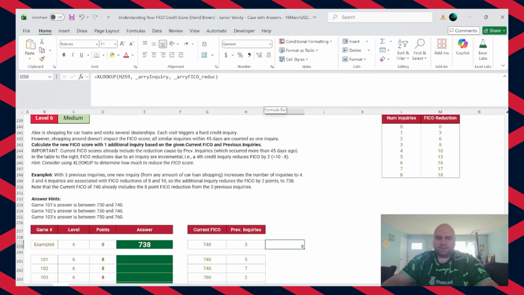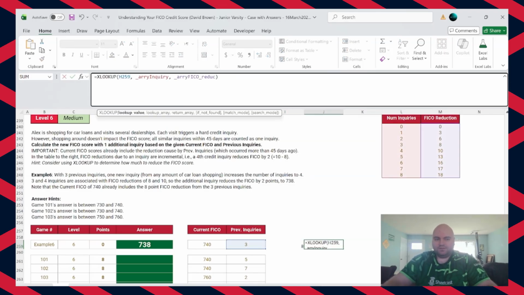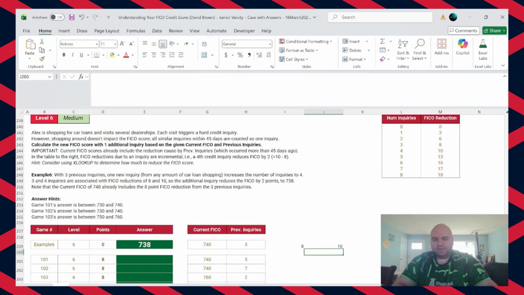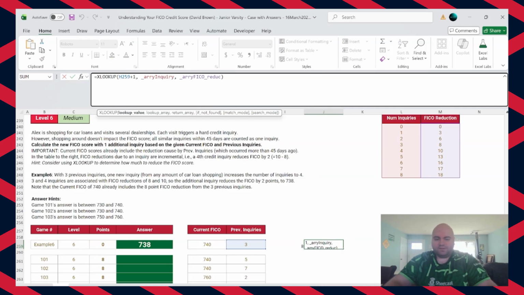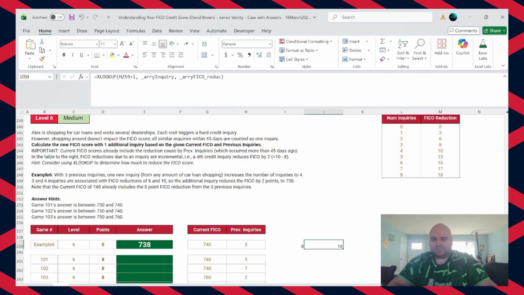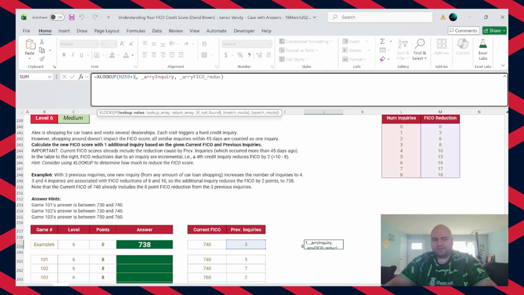Of course, we can copy this and do this plus 1, and we will get the same answer. Or not the same answer, but the answer that we're looking for, because we want to search for the next previous inquiry. Another, just to demonstrate an interesting use case for XLOOKUP, is this match mode item.